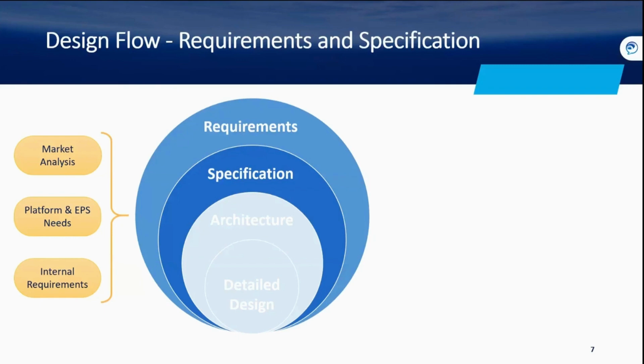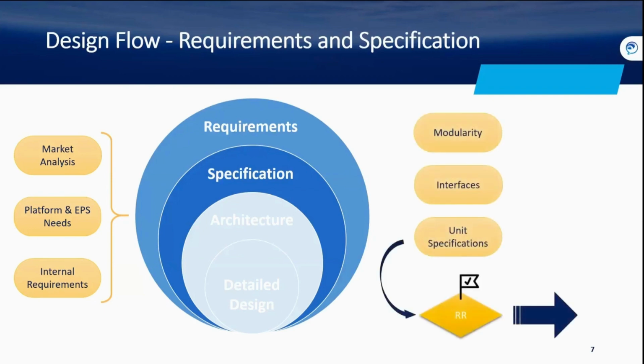characteristics that our Ariane Group colleagues have been telling us about in the latest presentation. And thirdly, we have to take into account our internal requirements to be compliant with our own processes. So you can see here some of the outputs of these stages, for example, unit modularity or external interfaces.